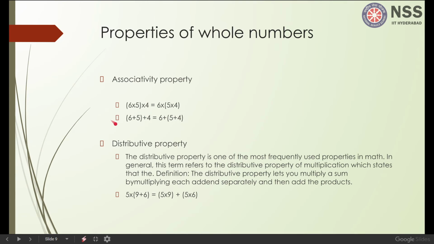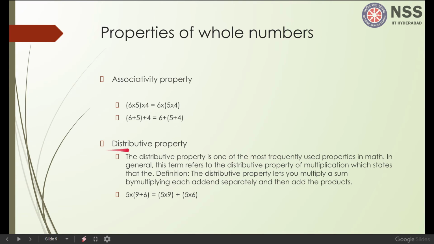Let us try to do this with addition. So 6 plus 5, it's inside the brackets and then plus 4. So 6 plus 5 is 11 and 11 plus 4 is 15. Now 6 plus, and inside brackets we have 5 plus 4. So 5 plus 4 is 9 and 9 plus 6 is 15. Therefore, the answer did not change when we changed the grouping. Therefore, this is called associative property.